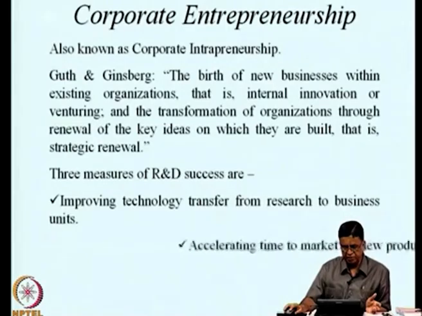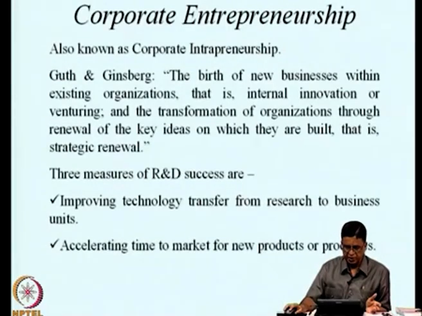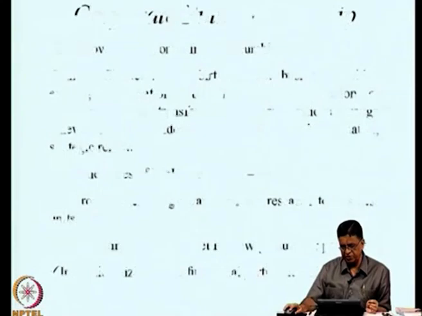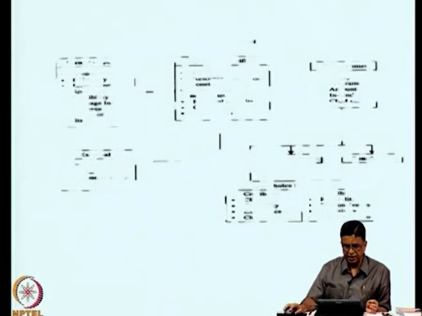What are the three measures of R&D success? That is improving technology transfer from research to business units, then accelerating time to market for new products or processes, then institutionalizing cross functional participation in R&D.